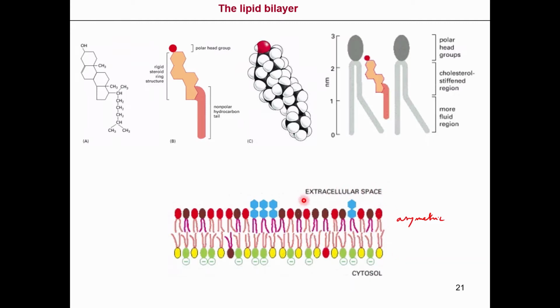Okay, so the monolayer which faces the extracellular space is different from the monolayer in contact with the cytosol. Okay, so we will see that it's very different and it will give us some potential gradient.